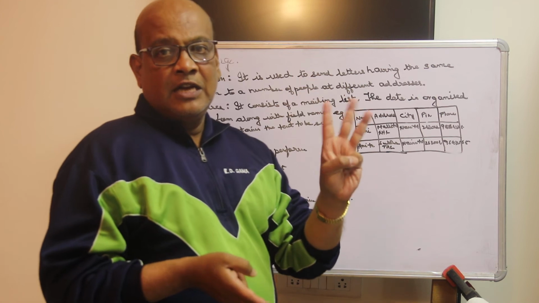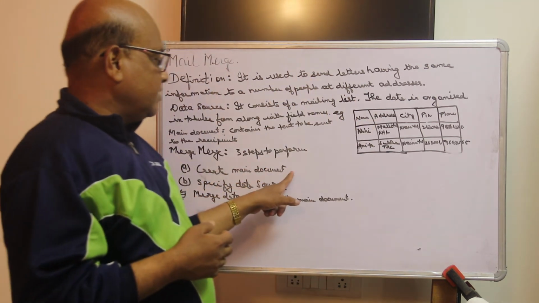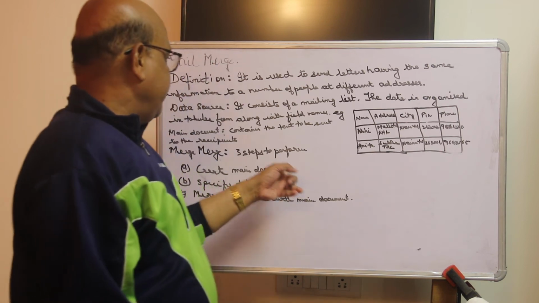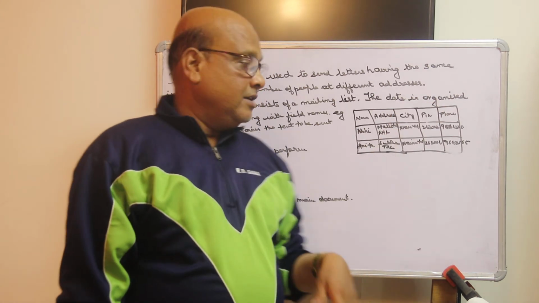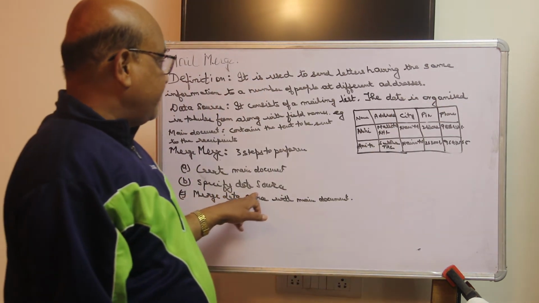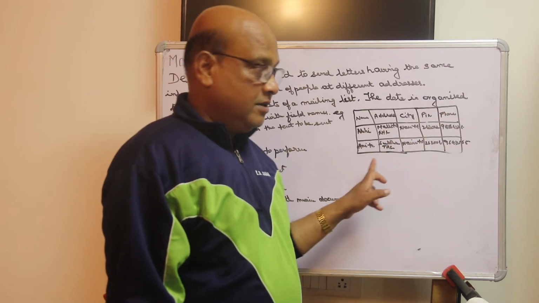Now, what are the steps required to perform a mail merge? A mail merge needs 3 steps. The first is that you have to create the main document, which is the text that you want to send as a mail. Then you have to specify the data source. This is the data source, in the form of a table.